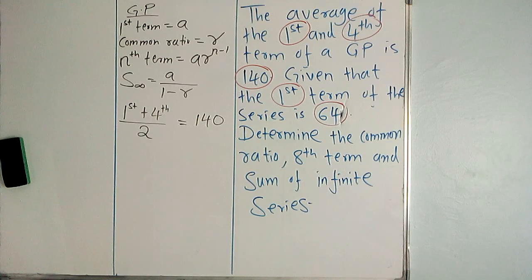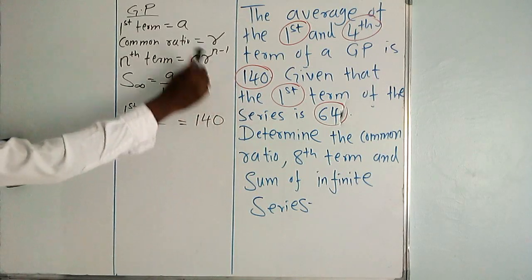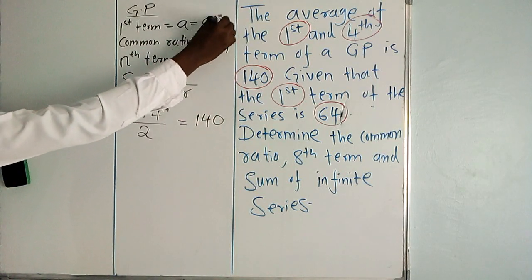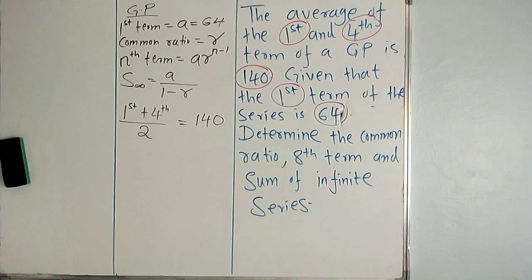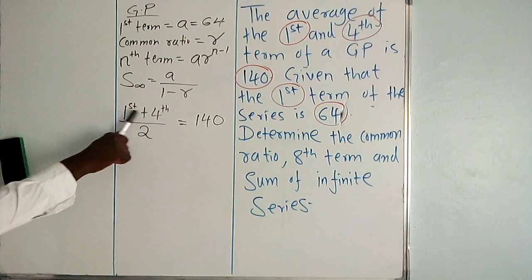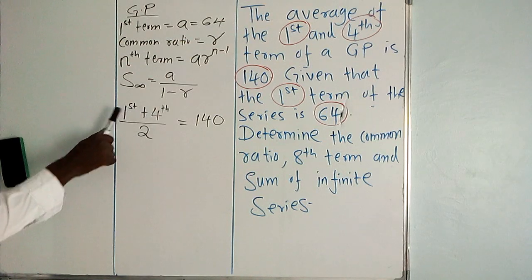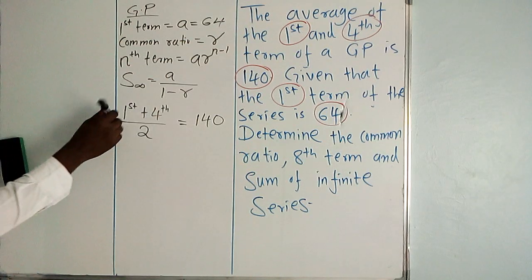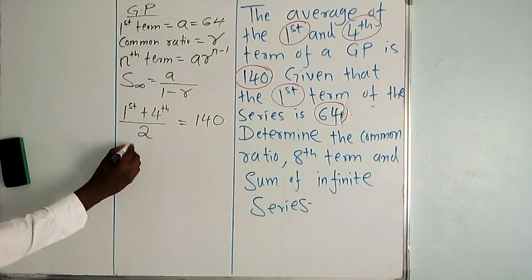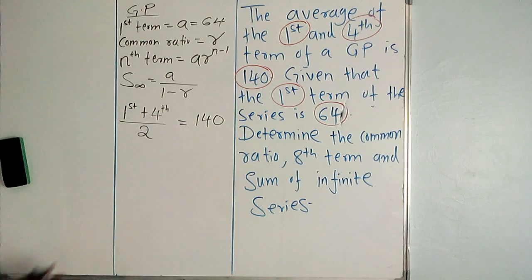Then the second part, given that the first term of the series is 64, meaning you've been told the first term, A, is equal to 64. Then you want to determine the common ratio, the eighth term, and the sum of the infinite series. Now from here, we simply do the substitution to simplify, isn't it? So we start with the first equation. We have first plus fourth divided by 2 equals 140.